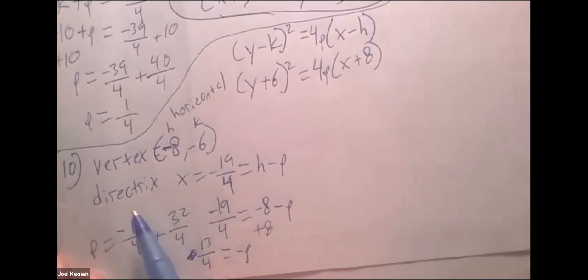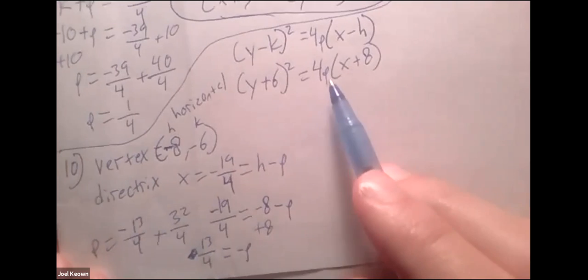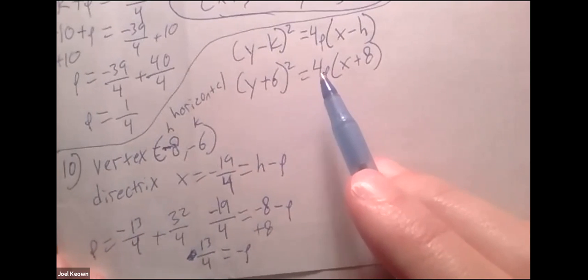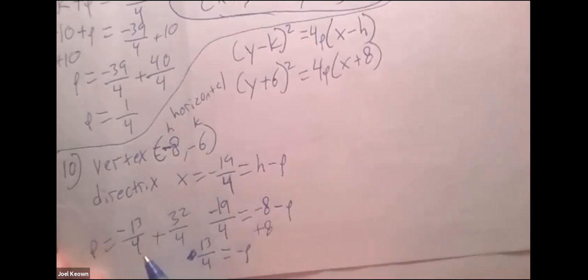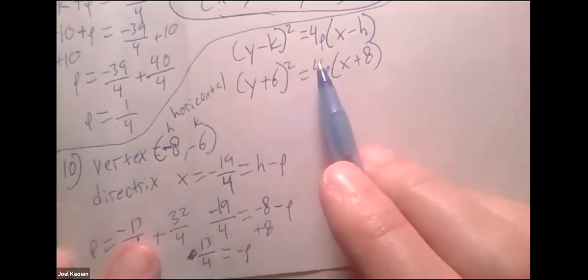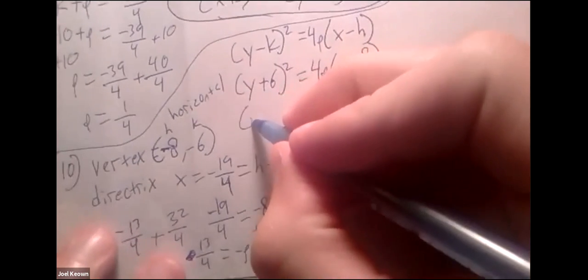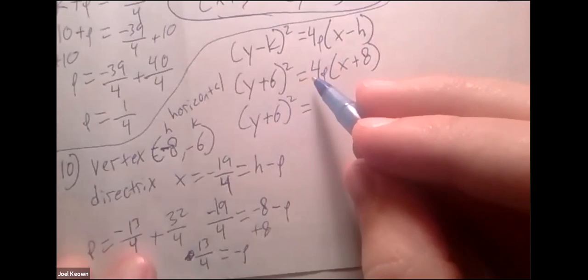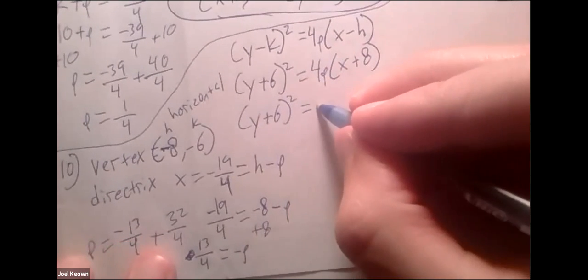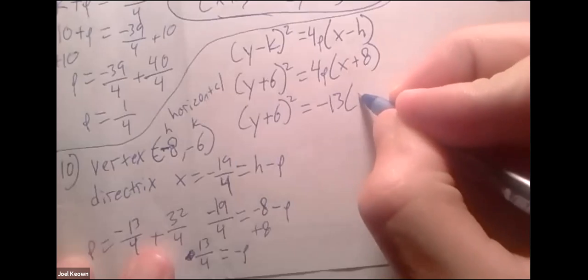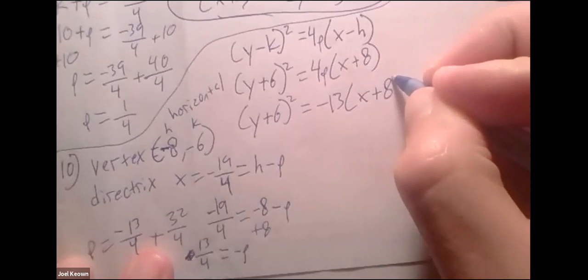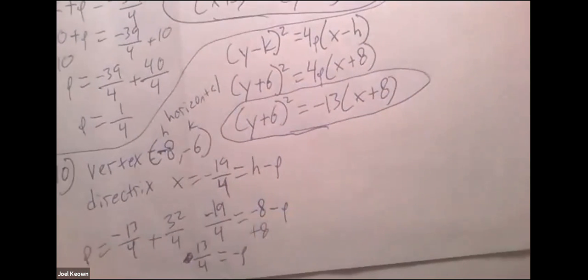Well, what happens when I put negative 13 over 4 into p? Well, 4 and that 4 are going to cancel out, and I'll be left with this. Y plus 6 squared equals, again, those 4's cancel out. So I'm left with negative 13 times x plus 8. All right, so I get that right there.